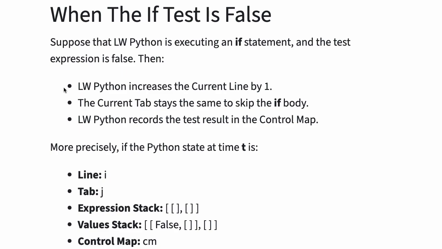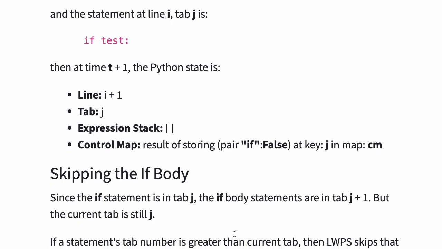More precisely, if the Python state at time t is as follows, where line is i, tab is j, the expression stack contains an empty stack, the value stack contains false, and the control map is cm, and the statement at line i, tab j is if test, then at time t plus 1, the Python state is line is i plus 1, tab is j, the expression stack is empty, and the control map is the result of storing pair if false at key j in map cm.